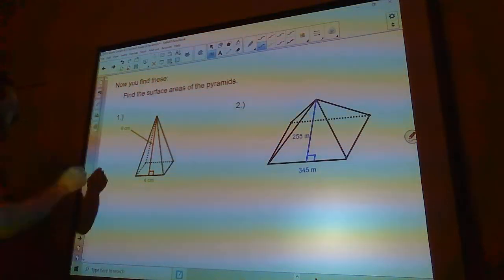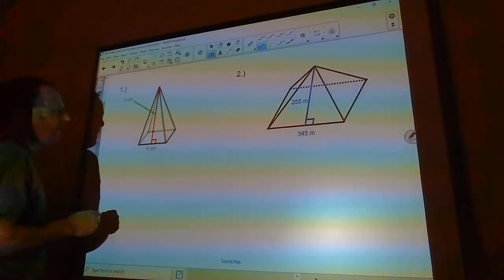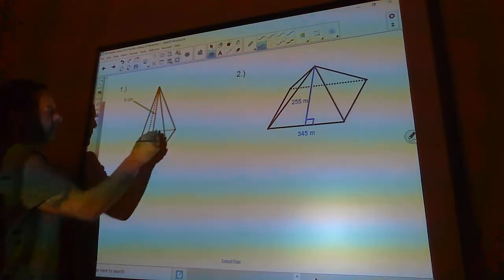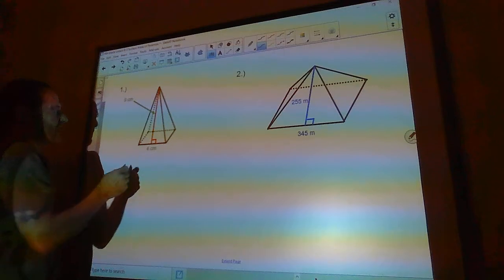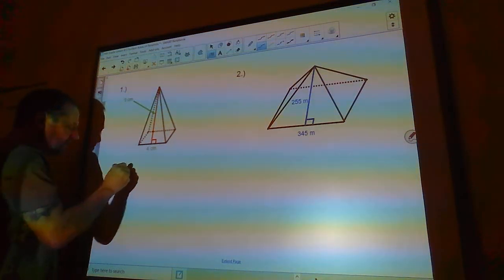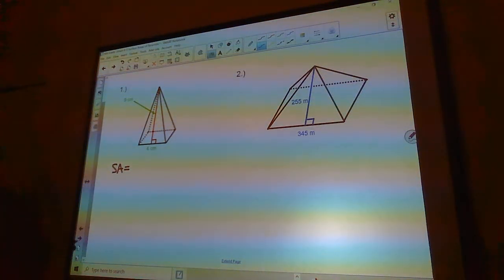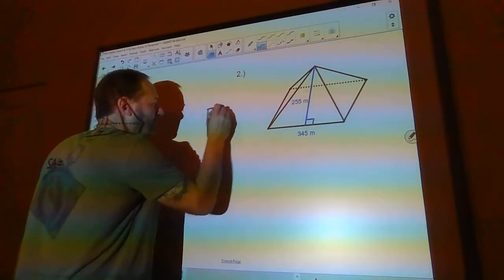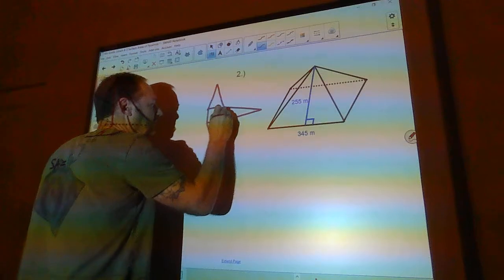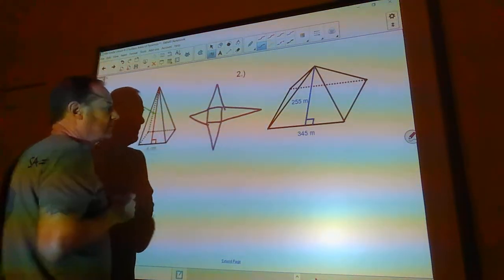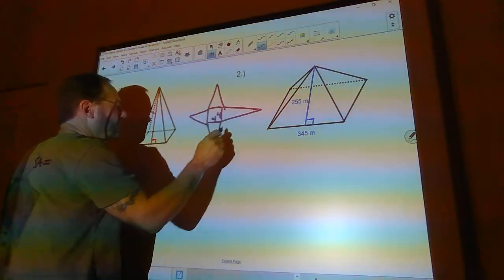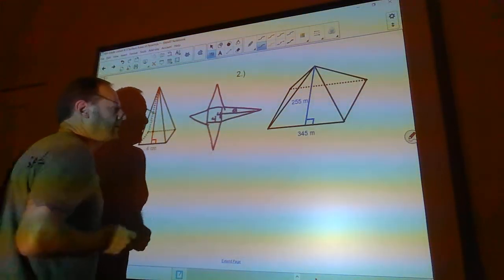Okay, this one here, we're going to have a square that's 4 by 4, and then we're going to have 4 triangles that have a base of 4 and a height of 9. So for the surface area, you can draw this as a net or not, it doesn't matter. If I was going to draw it as a net, it would look like this. Definitely not perfect, but good enough. This is 4 by 4, and this is 9 right here.